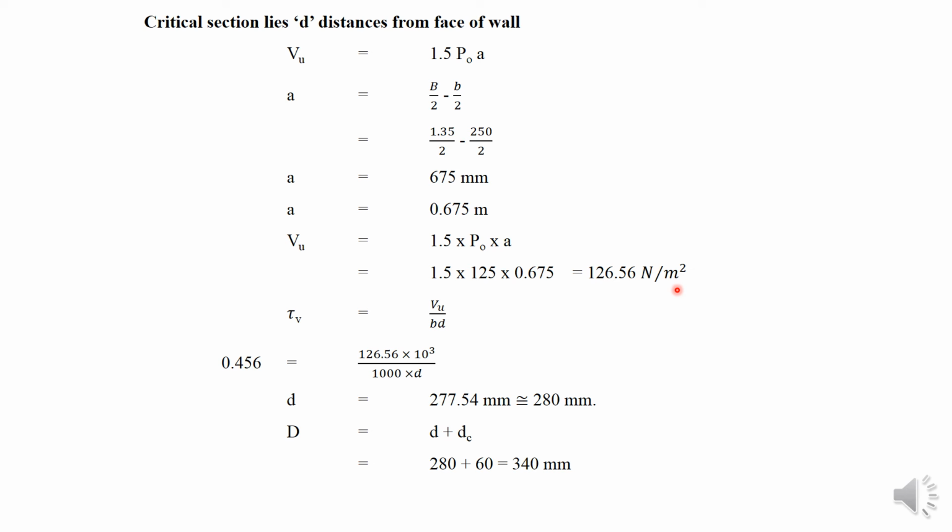So tau V is equal to shear stress is equal to VU by b d. From that we have to determine the d value. So equate 0.456 is equal to 126.56 into 10 to the power 3 divided by 1000 into d. From that we determine the value of d, that is 280 mm. So overall D is equal to 280 plus 60, that will be equal to 340 mm. The critical section lies d distance from the wall. So from that critical section we determine the D value as 340 mm.